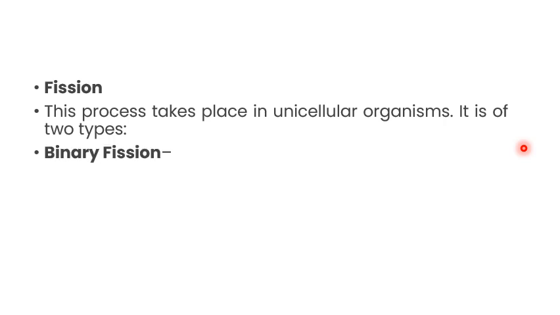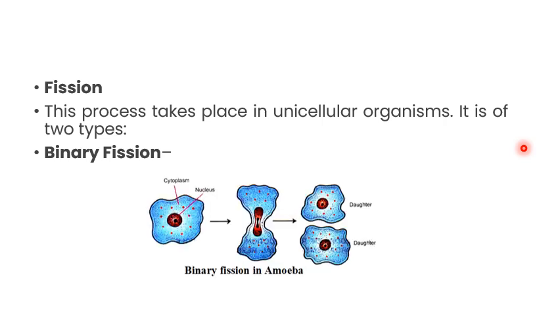The first one is binary fission. Let us discuss binary fission now. Have a look at this picture, we'll understand better. Here the parent will divide into two. That is why it is called binary fission. The parental cell divides into two equal sized daughter cells.